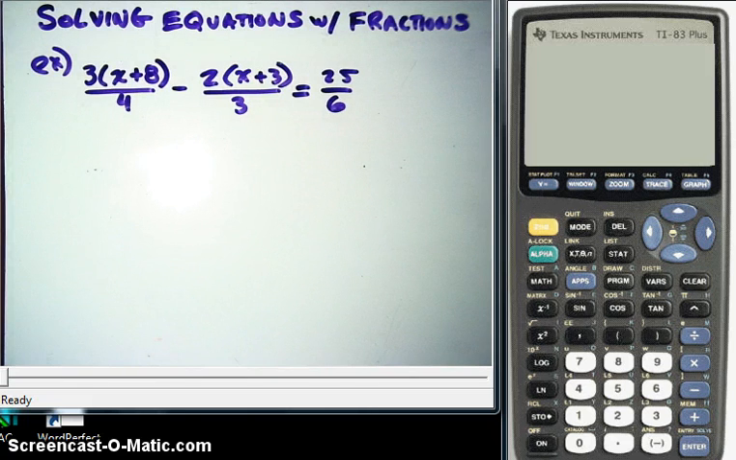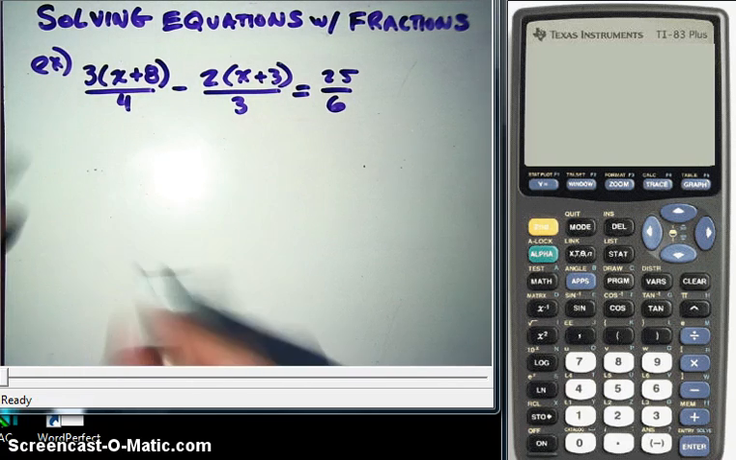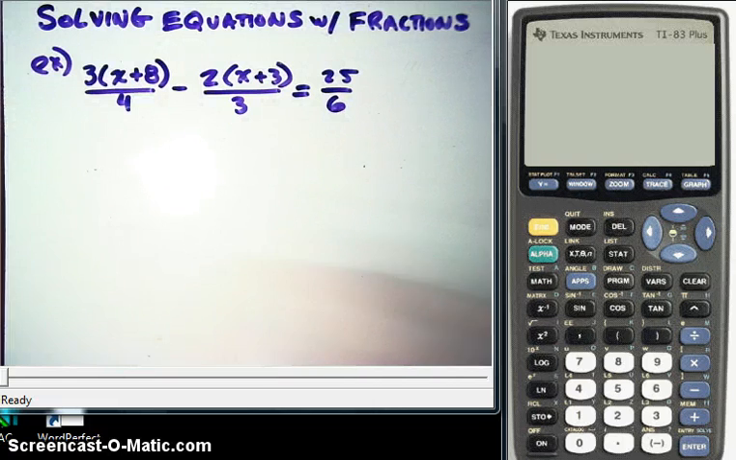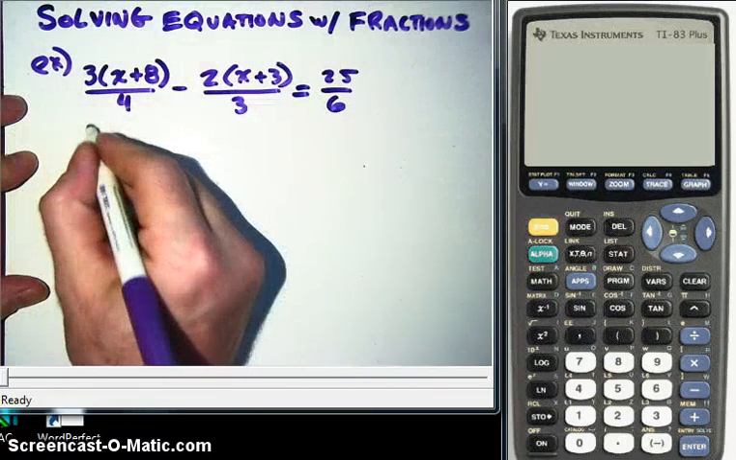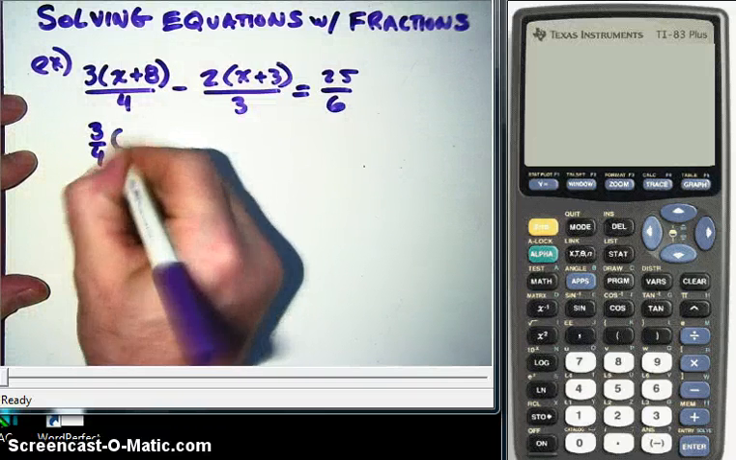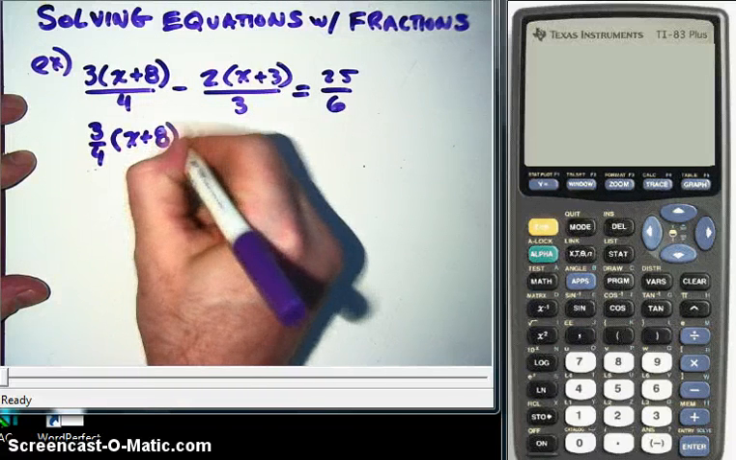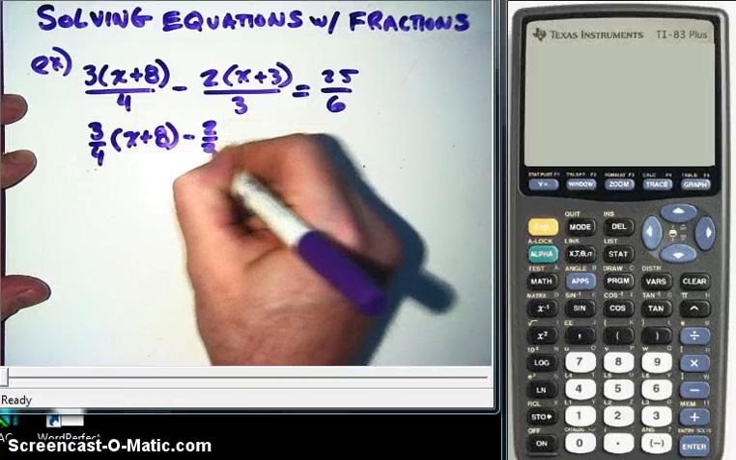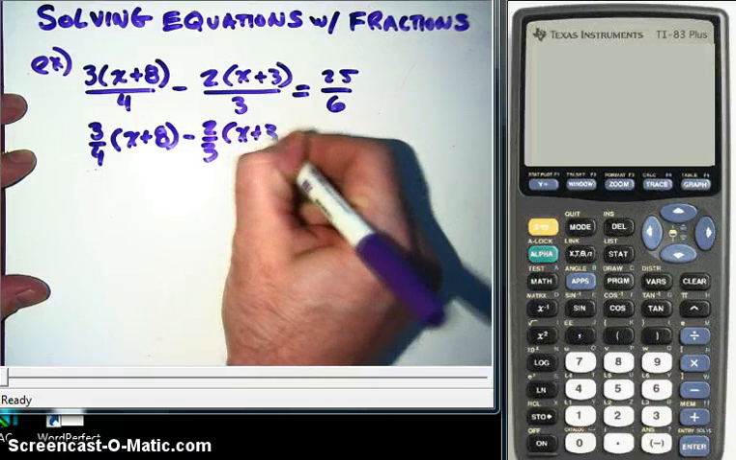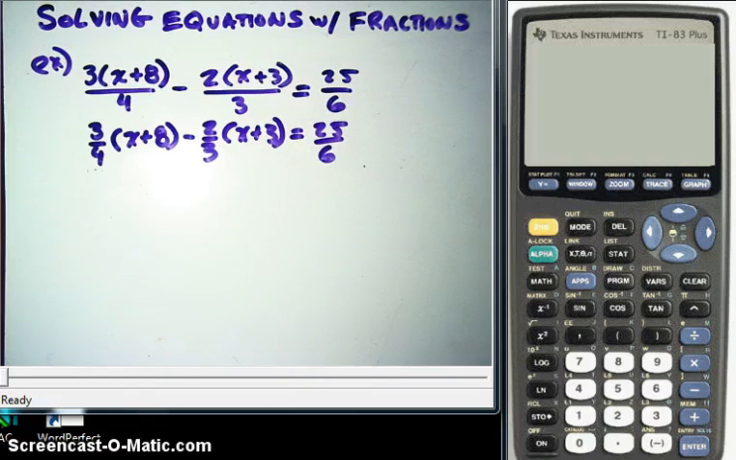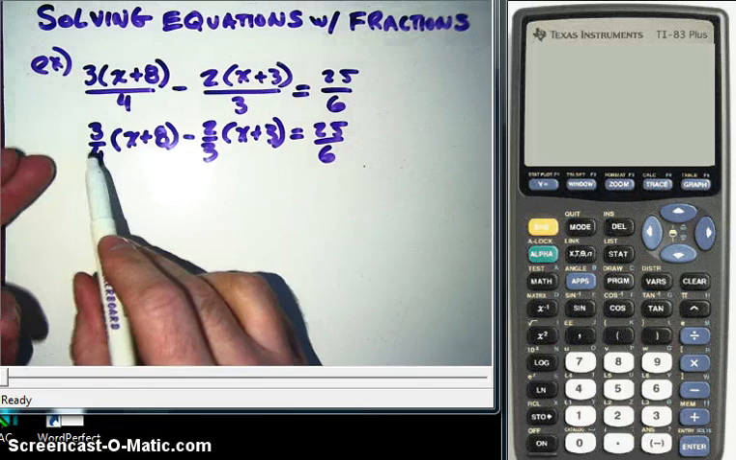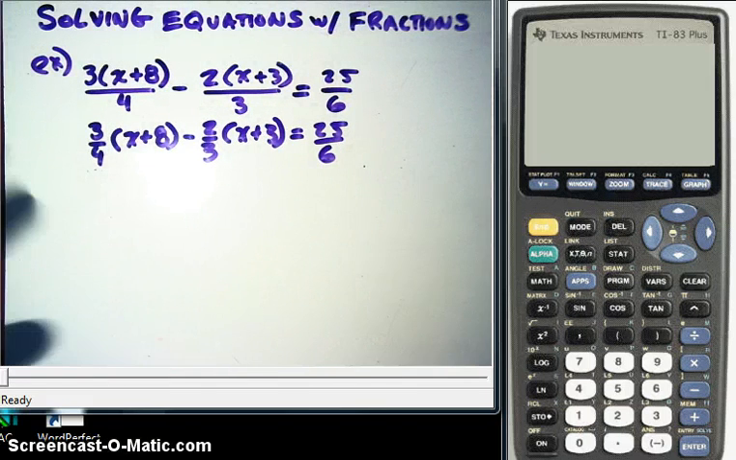Take this equation, for example. One of the things that you can do with this equation is change it to something that maybe looks a little more reasonable. For example, on this side, you could write this as 3/4 times (x plus 8) minus 2/3 (x plus 3) equals 25 over 6. This works out a little bit nicer because this looks just like a number, and we know we're going to distribute it to get rid of the parentheses, and then we're going to add like terms.